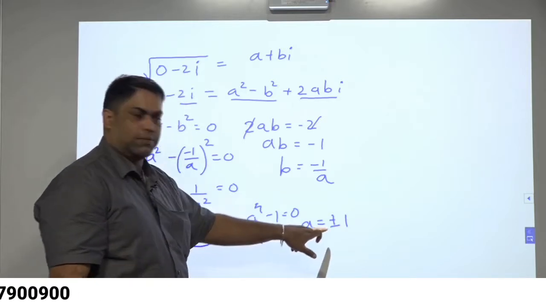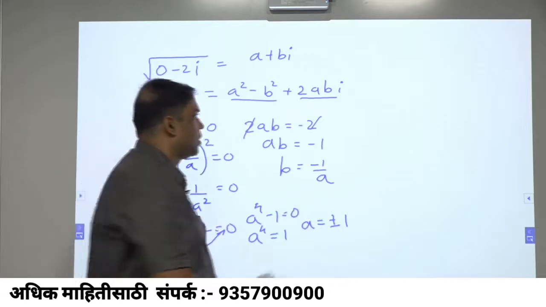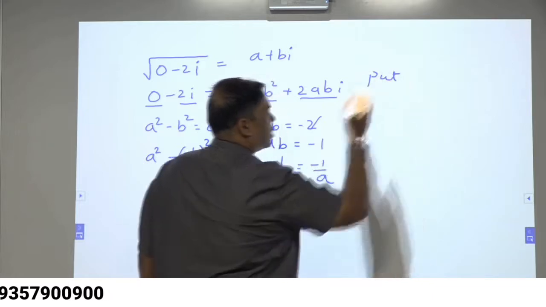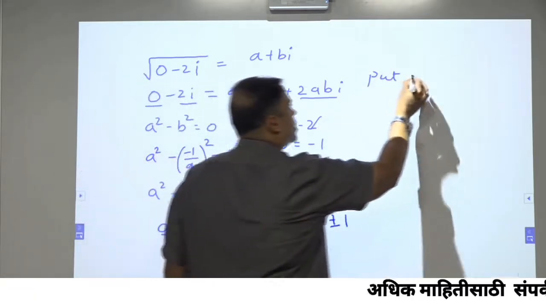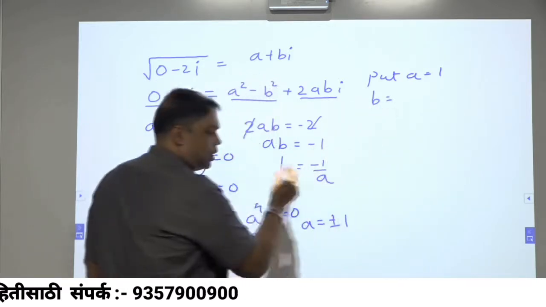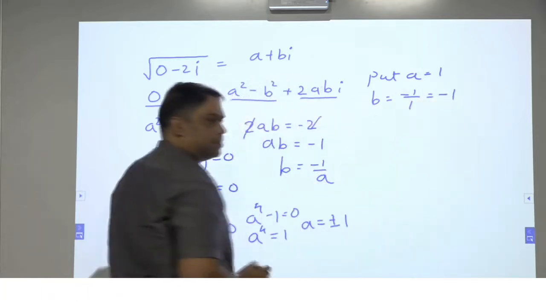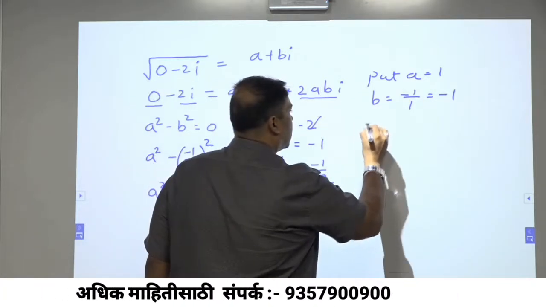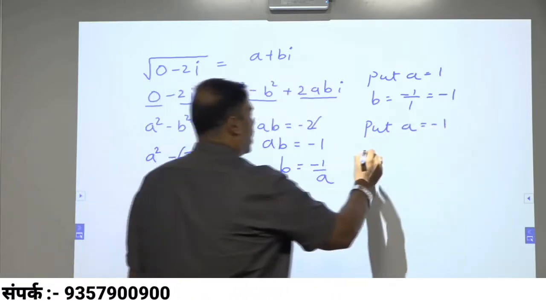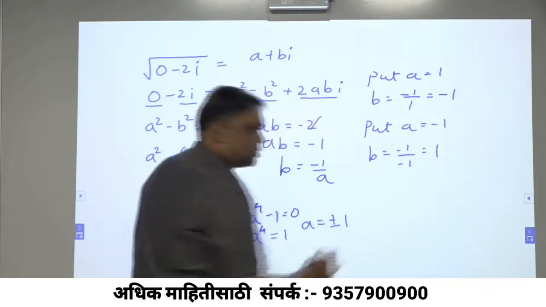So the answer for a will be plus or minus 1. Now I have to find the value of b. So see, put a is equal to 1. I will put it into b is equal to minus 1 upon a, that is minus 1 upon 1, that is equal to minus 1. Put a is equal to minus 1. Then b is equal to minus 1 upon minus 1, that is plus 1.